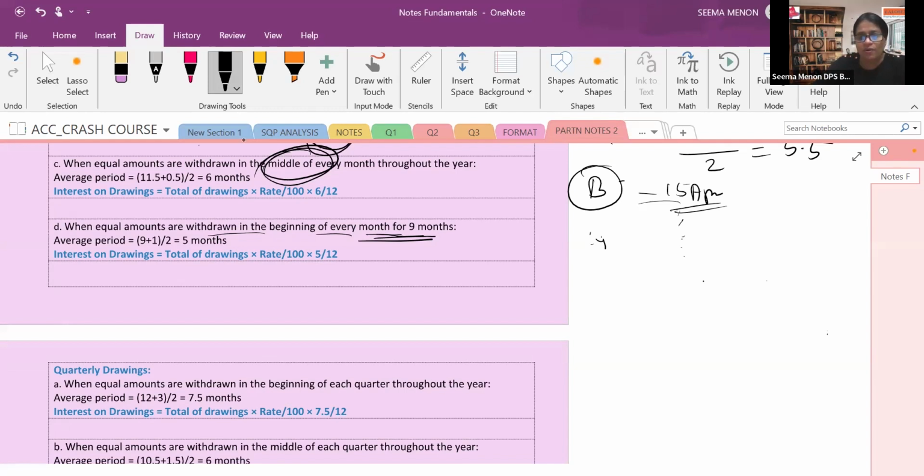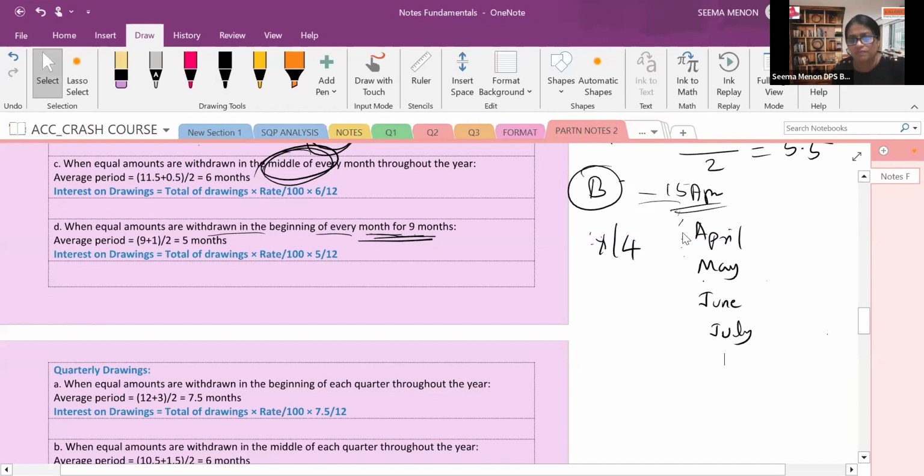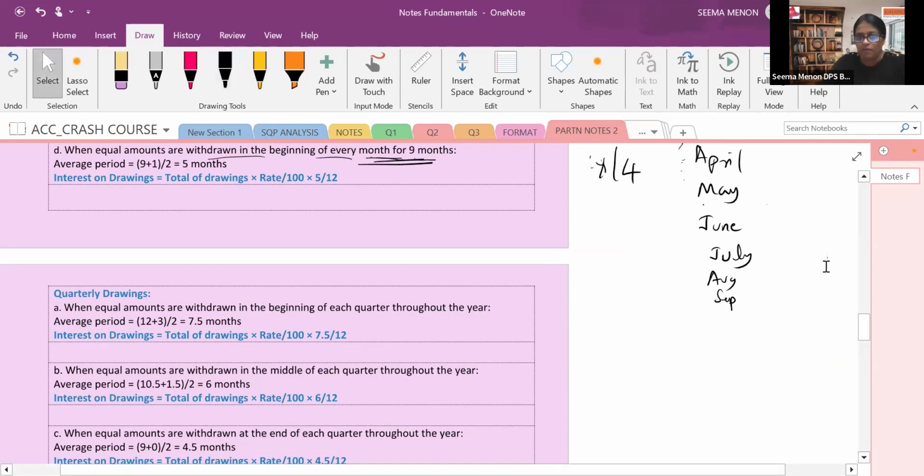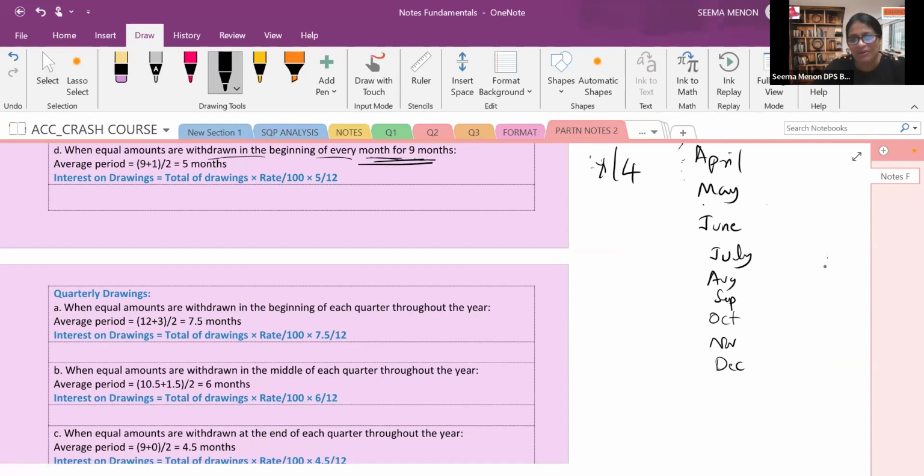See that when equal amount. So first we are withdrawing on 1st April. Every month for 9 months. Let's focus here, this will be useful to you also. There is April, May, then what comes? June, then July, August, September, October, November. Then comes December. Check how many months there are: April, May, June, July, August, September, October, November, December.